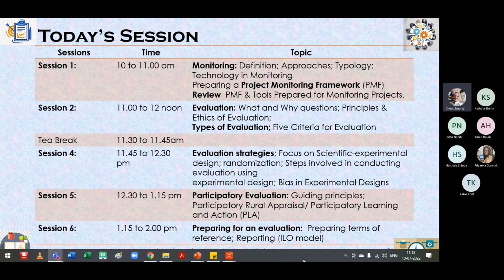And then finally, preparing for an evaluation. We are looking at preparation for evaluation in terms of terms of reference, what the steps required are, and also certain important documents, permissions and work contracts, whatever, to be kept in place. We look at all those details, and then finally reporting. Okay, what is reporting in the whole process?